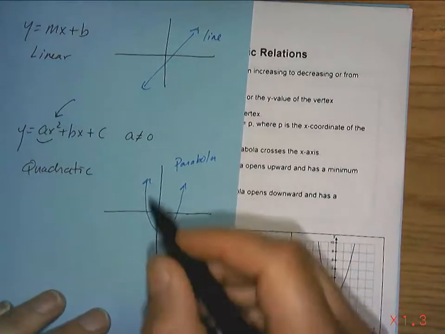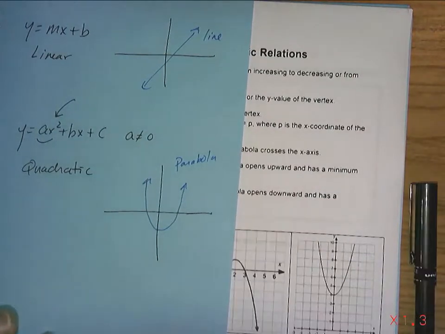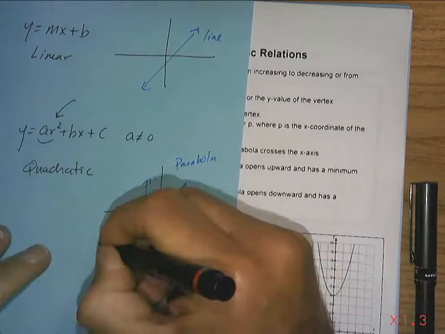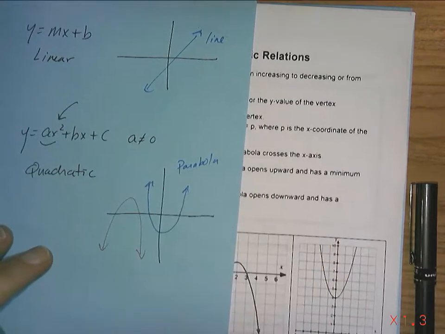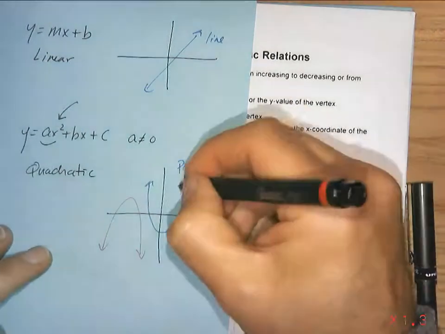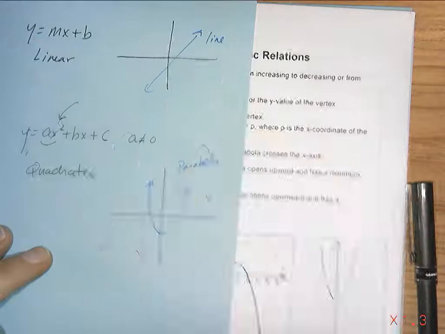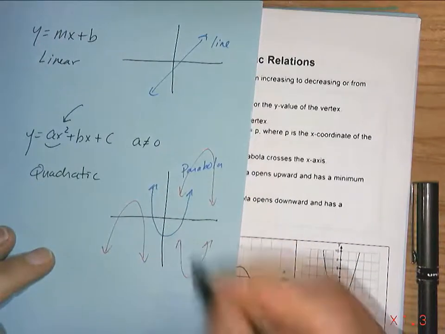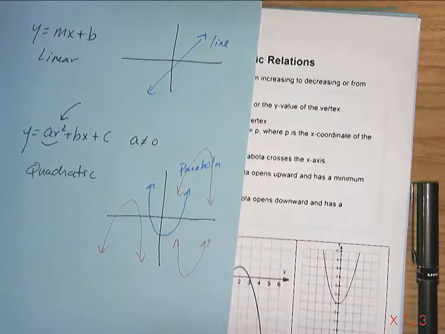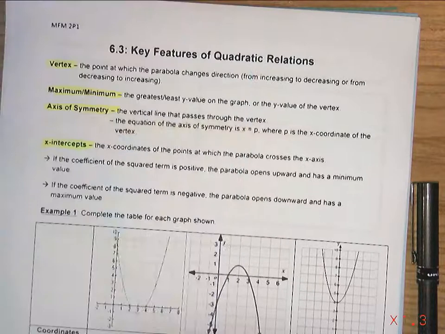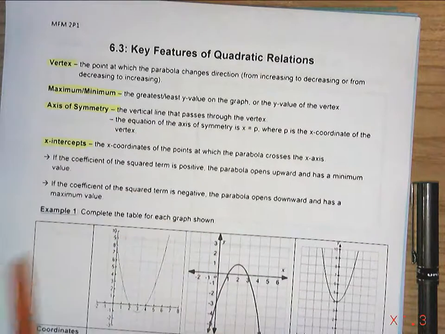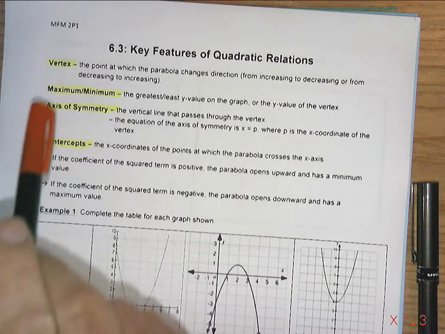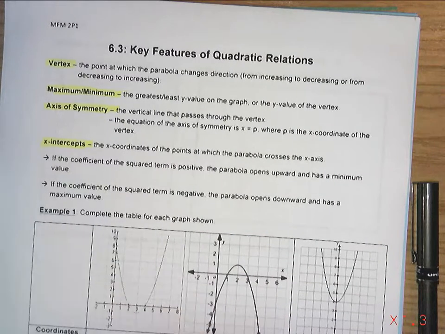It's symmetrical. And all of the ones that you've seen so far have been opening up, but it's quite possible that we can have a parabola that opens down. And they can move all over our Cartesian plane. We could have it up there. We could have it over here. You could have it over here. Those are all parabolas. Okay, so we're going to want to talk about different key features of these: vertex, maximum, minimum, axis of symmetry, and the x-intercepts.